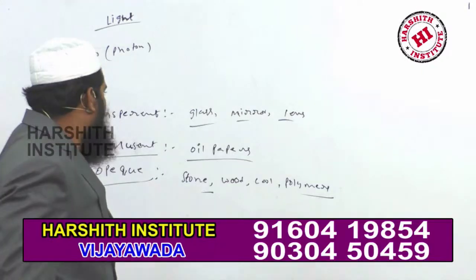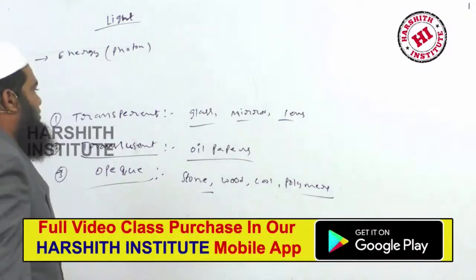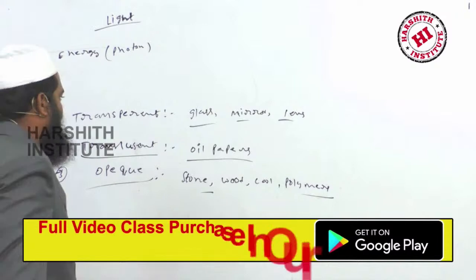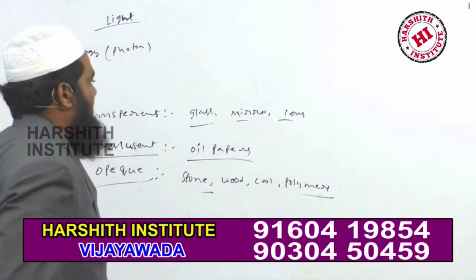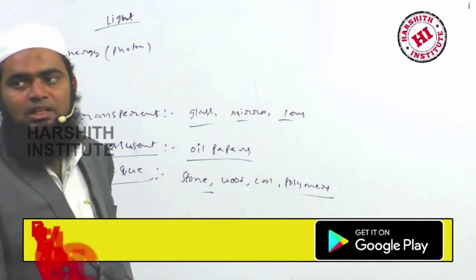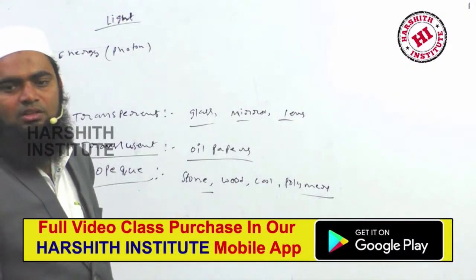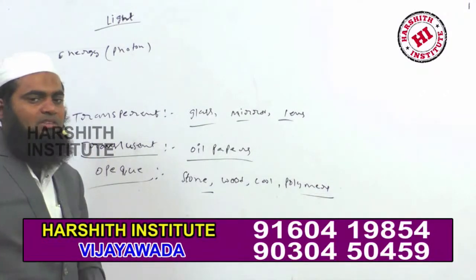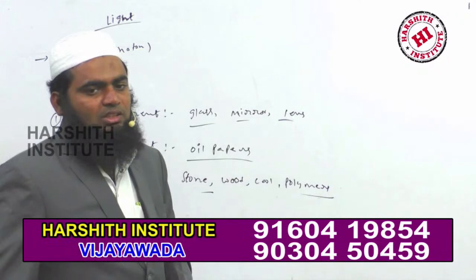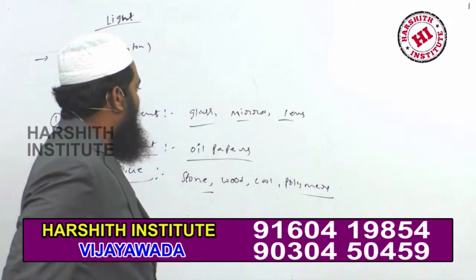Materials are of three types. The first one is transparent, which means light will easily pass through. Examples are glass, mirrors, lenses, and so on. Translucent means light passes, but only a very small amount. An example of translucent is oil paper.